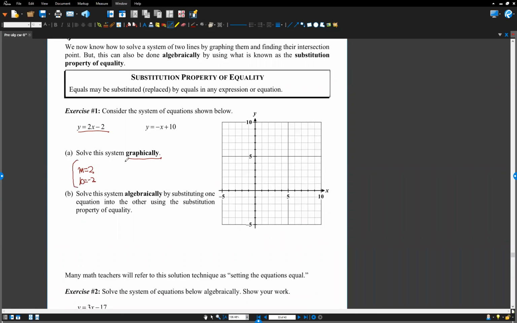Second system: slope is -1 because of the -1x, right? The b value is 10. That is the second graph. Now let's make a graph. -2 is the starting point. Where is the negative? This is the starting point. Now slope is 2, what can you use? 2/1, right? 1 right, 2 up. All the way.